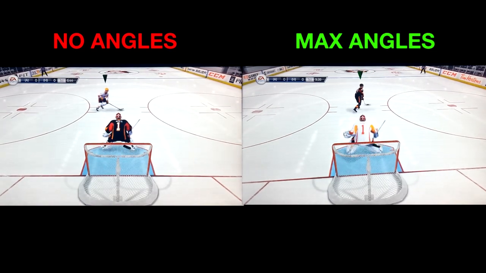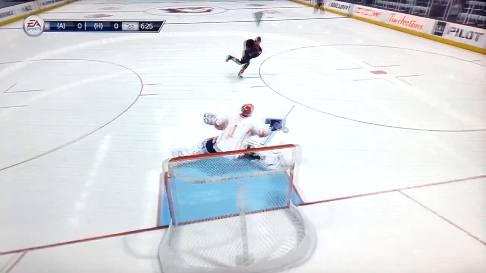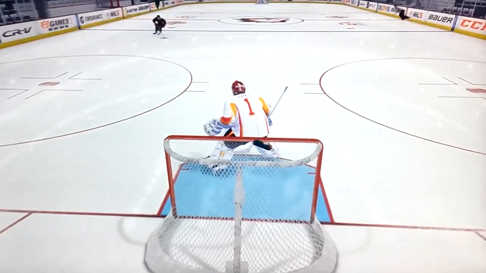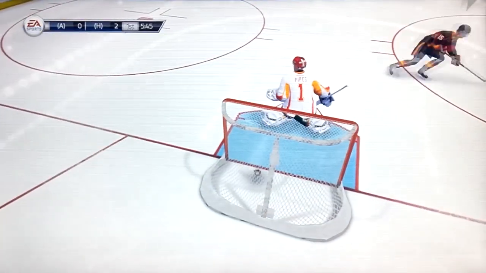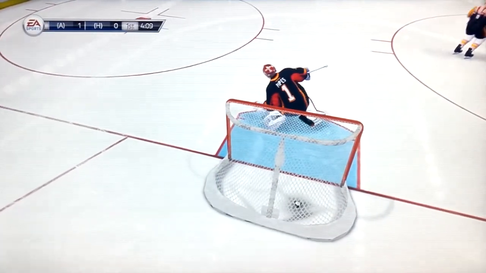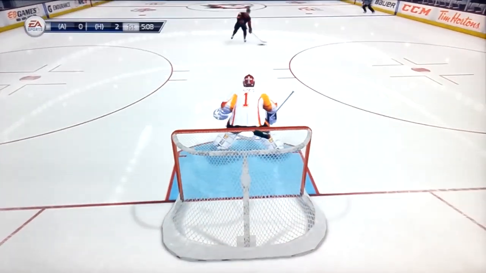So there's no difference. These are just some clips of me facing shots. Once again, in white I have max angles, and in black I have no angles. There's no difference in the way saves are made or the way they're not made. I don't move on some of the shots on purpose. I just wanted to see if my goalie reacted any different.